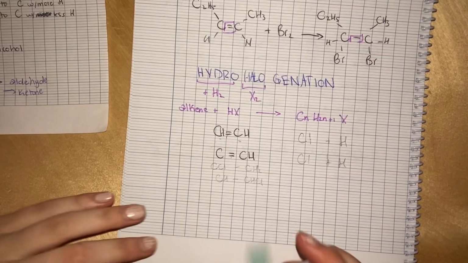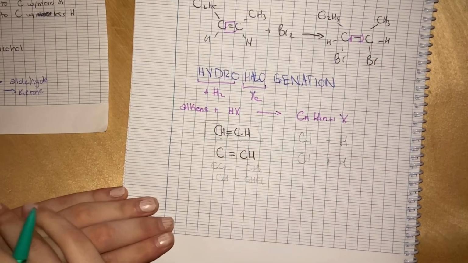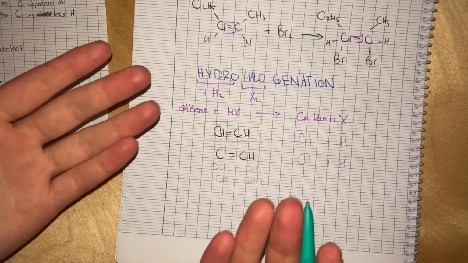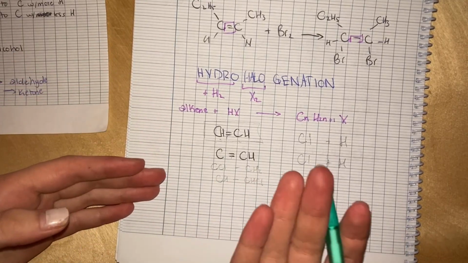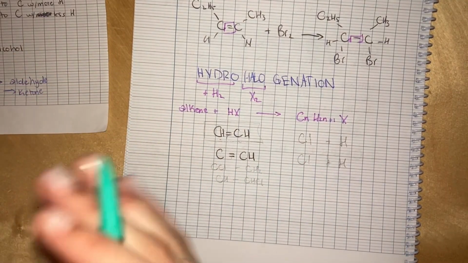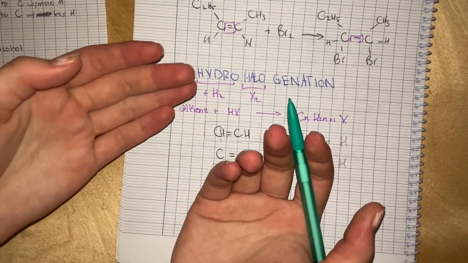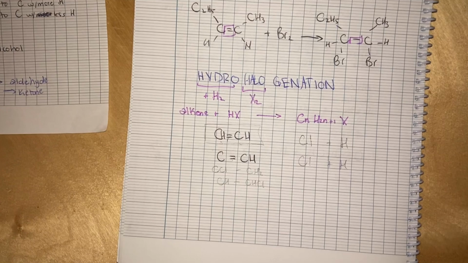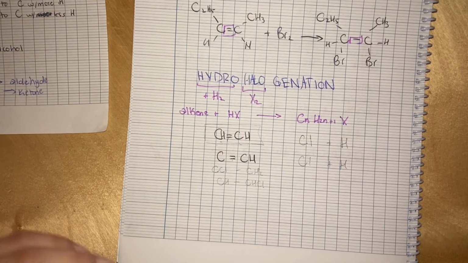What you want to do, you want to look at the double bond, the location of the double bond. If on both sides of it, they're equal number of hydrogens, let's say it's 2 hydrogens on this side, 2 hydrogens on this side, or 1 hydrogen on this side, 1 hydrogen on this side, or even no hydrogens on this side and no hydrogens on this side, then there is no major and minor.